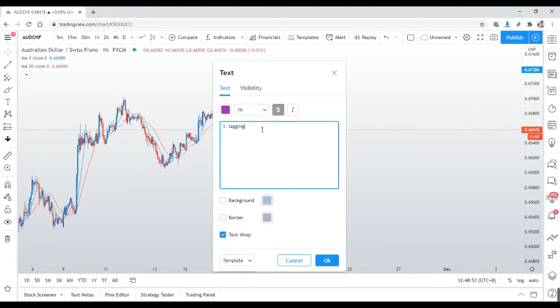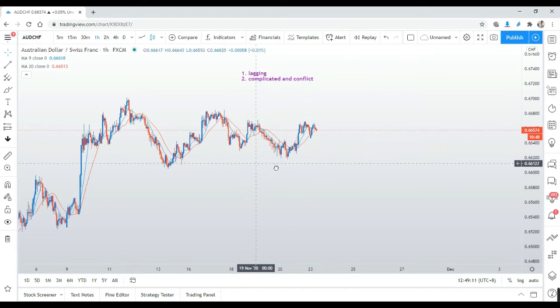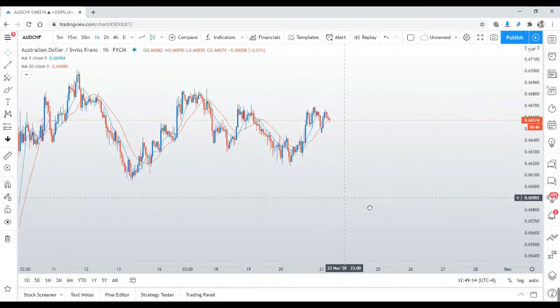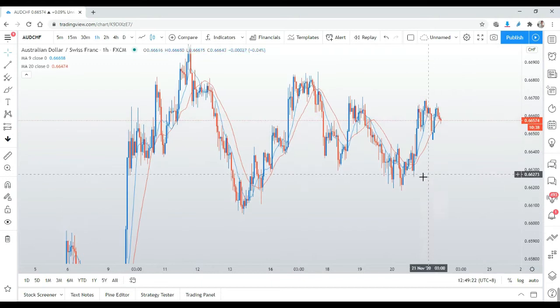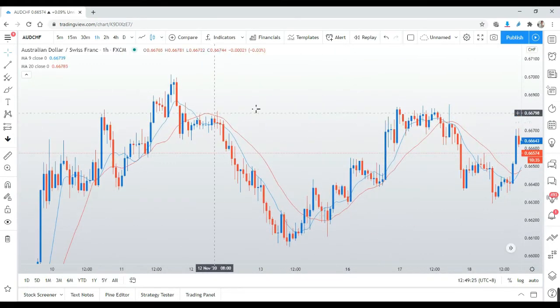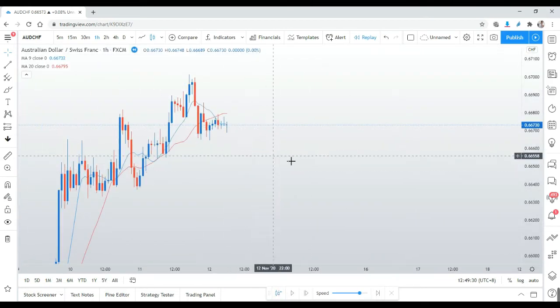The second reason is that it's complicated and conflicting. With indicators, sometimes I have this kind of conflict, where the price has already crossed but I have doubt about the cross. Does it count? Here is a good example. Let me cut replay bar. So, indicators over here.